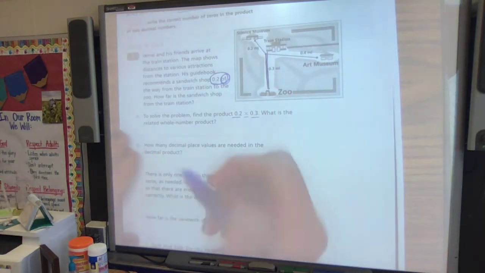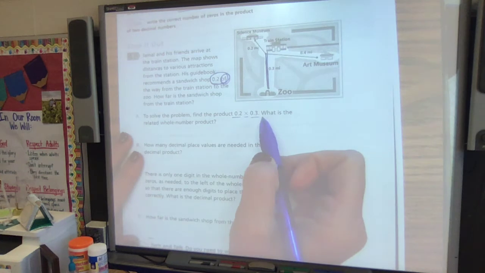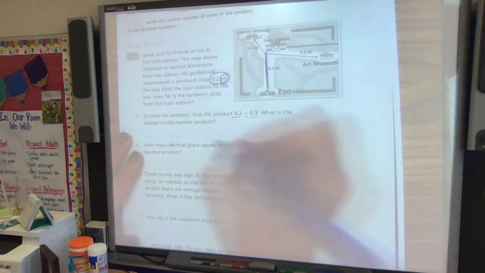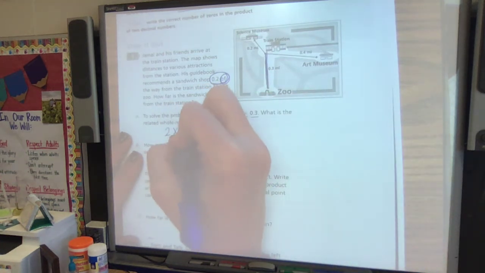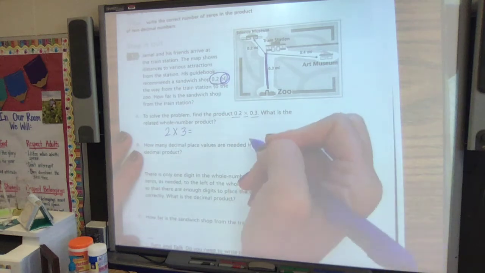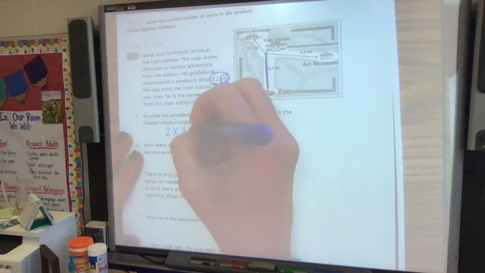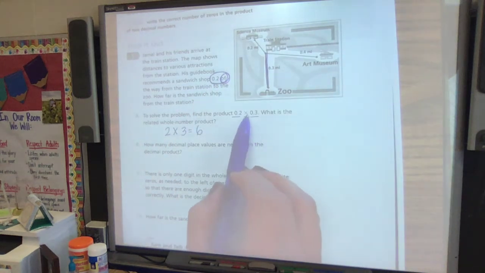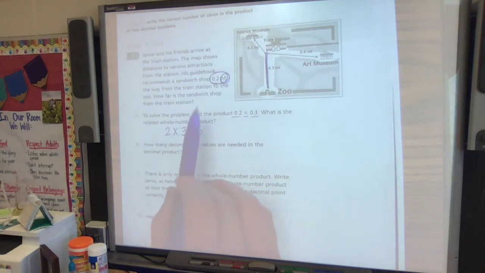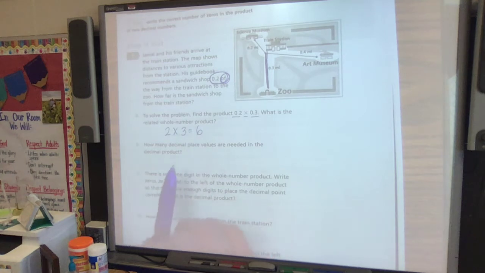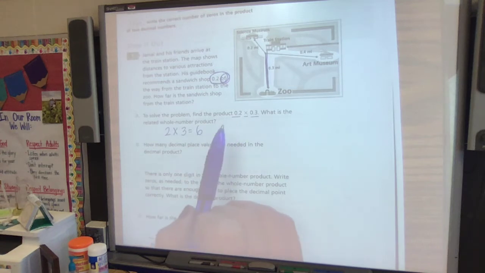But the question, kind of like we said with yesterday's lesson, what is the related whole number? Our related whole numbers would be 2 times 3. You probably already saw that, and you probably already thought the number 6. We are going to have the number 6 in our answer, but we need to make sure that it's in the correct place. So B says, how many decimal place values are needed in the decimal product?